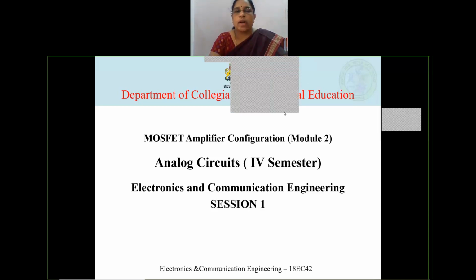Welcome to session 1 of second module. So the second module begins with the topic MOSFET amplifier configuration.